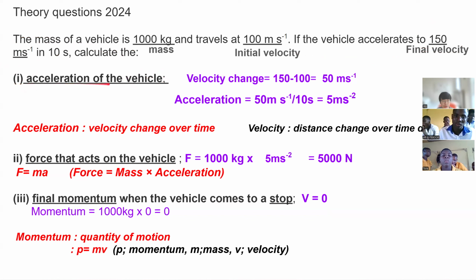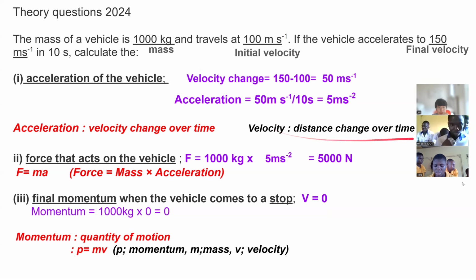So the first question is telling us to calculate the acceleration of the vehicle. We can do that by knowing the fact that acceleration is velocity change over time. So acceleration is velocity over time. Here, more exactly, it's actually the change of velocity over the change of time.